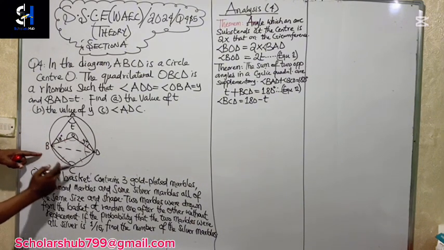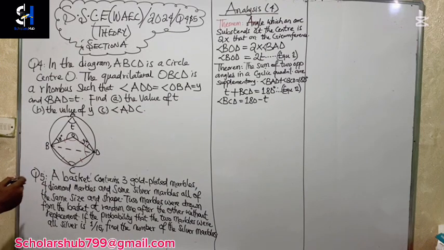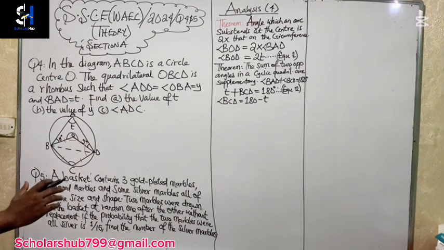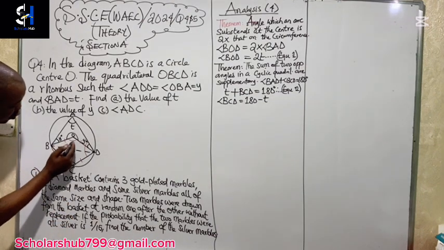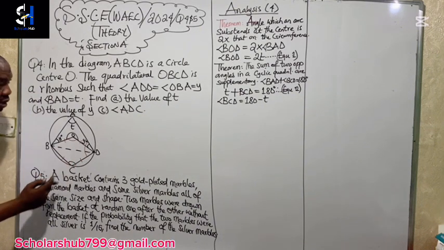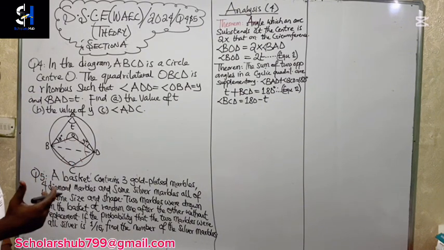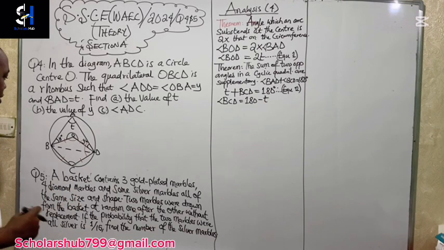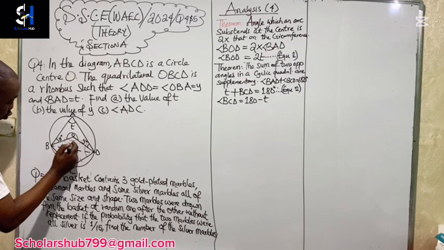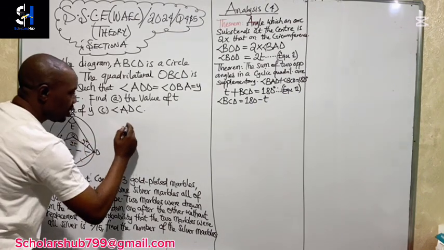Now another thing we need to understand here is that this is a rhombus. So the angle at B and the angle at D are equal. I will explain that. Also the angle at the center and the angle at C are equal. They are obtuse angles. So now that we know that angle BOD is 2T, let me explain what I am saying.